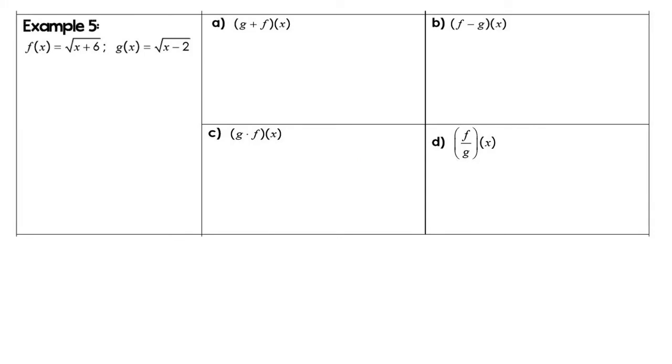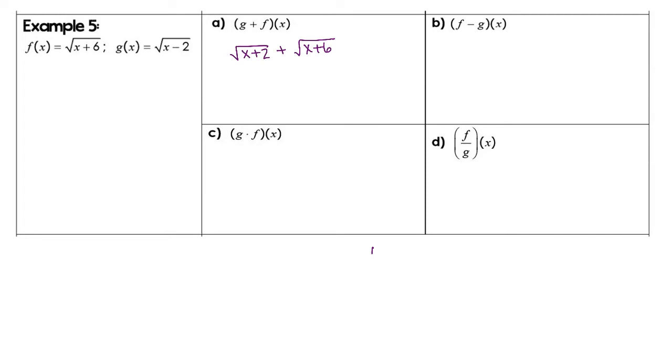Okay, so for example 5, we have g plus f of x. Now these are two radicals and they are not equal to each other, so we really can't do anything with these other than just writing them down and saying the square root of x plus 2 plus the square root of x plus 6. That's about all we can do with that.